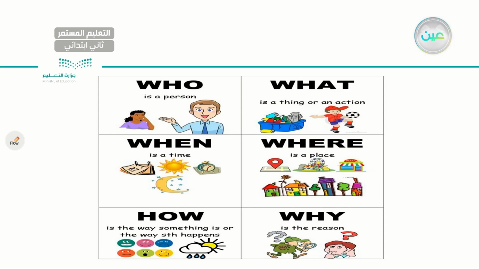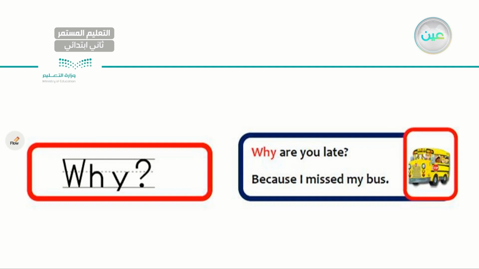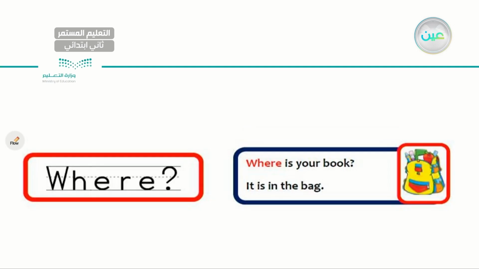Now let's give examples about each and every one. Let's start with why. We just said that why is used for a reason. So let's read the question that we have. Why are you late? So here I need the information. I need to know the reason. Why are you late? Because I missed my bus. I gave a reason here.